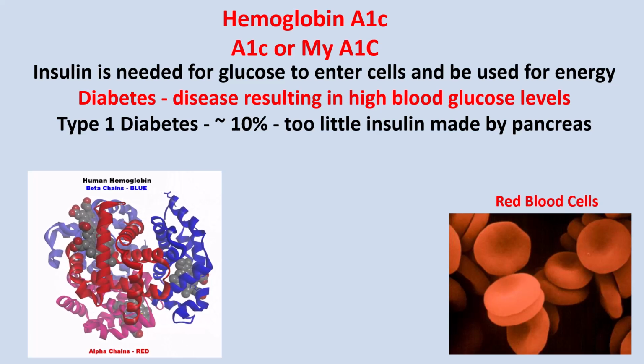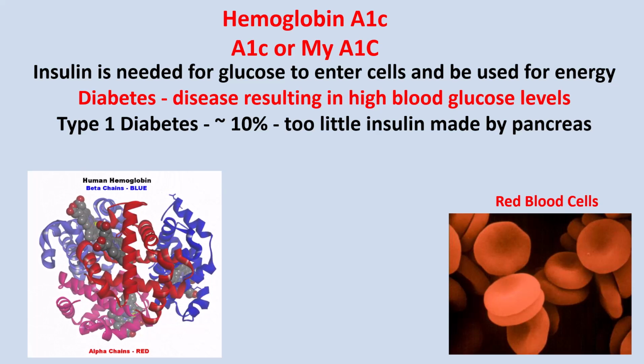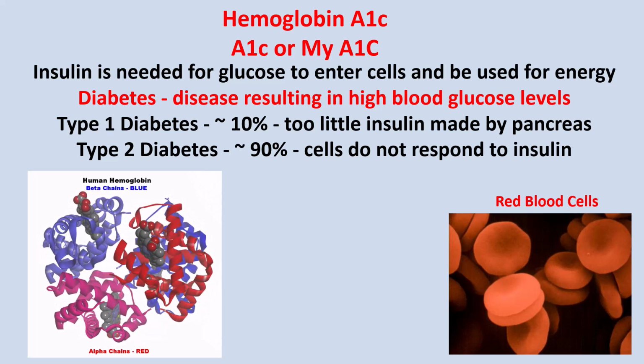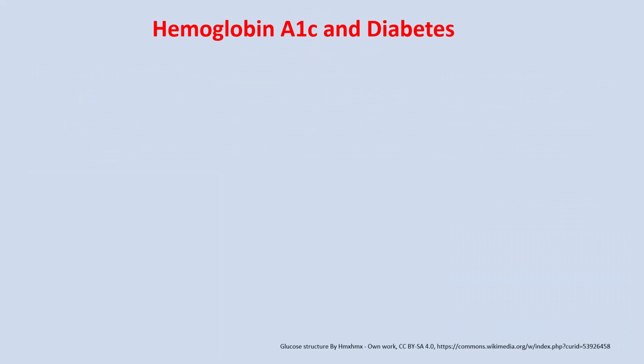Type 1 diabetes is 10% of the cases. Too little insulin is made by the pancreas. That's what causes type 1 diabetes. Type 2 diabetes is 90% of the cases, and in it, cells are not responsive to insulin.